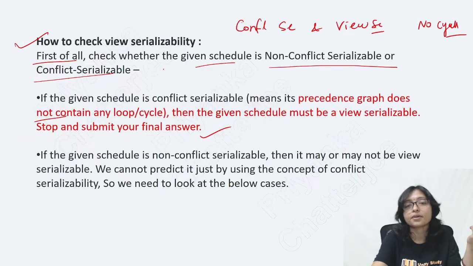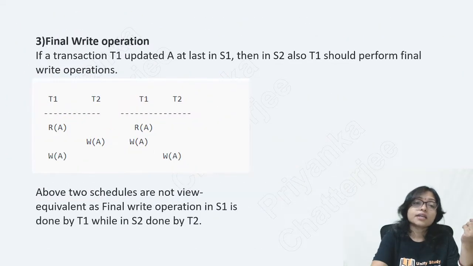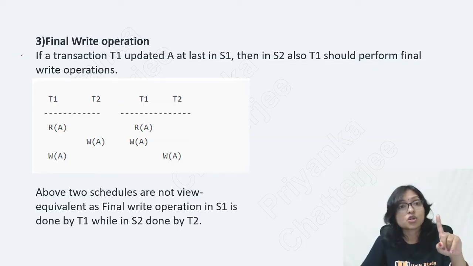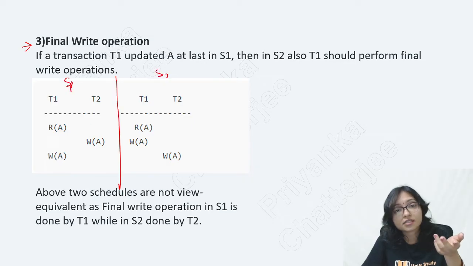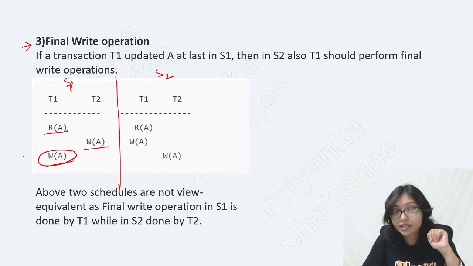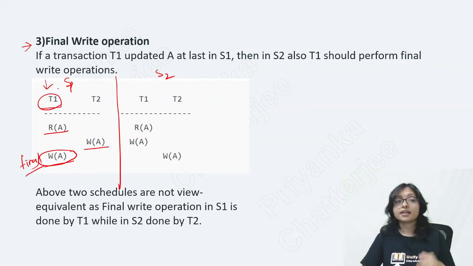No problem happens here. Next one is the final write. This is also very important. Who is writing the final data? Here you can see this is S1 and this is S2. Here T1 is reading the data, T2 is writing the data, after that T1 is writing. Who is doing the final write? T1 is doing the final write.